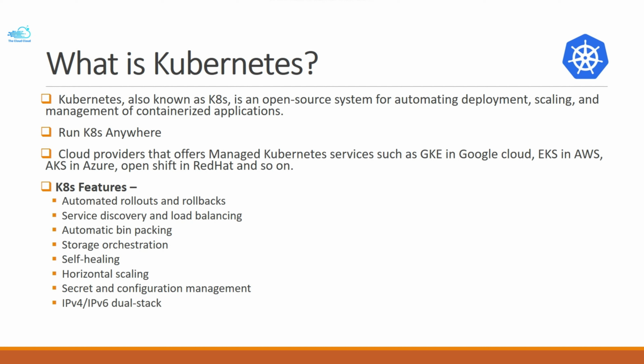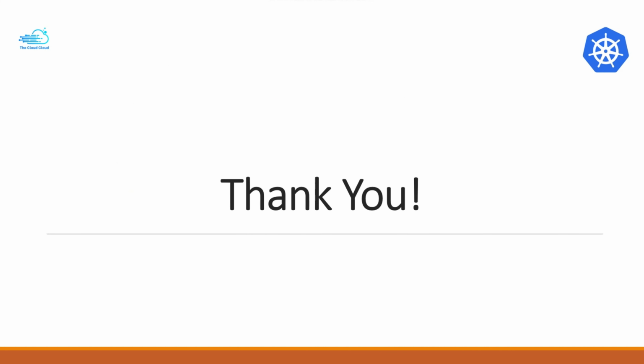IPv4 and IPv6 dual stack. So Kubernetes allocates IPv4 as well as IPv6 IP addresses to pods and services. So in this short video we talked about Kubernetes and its main features.